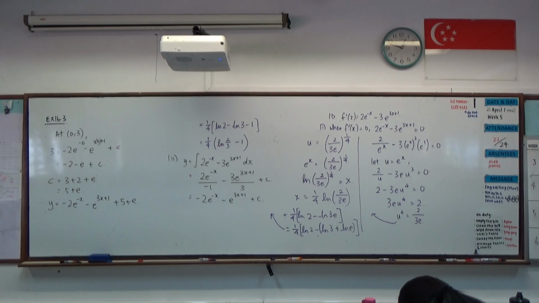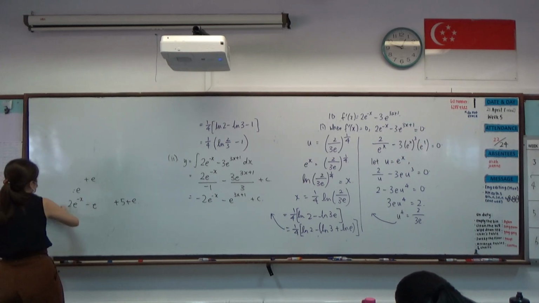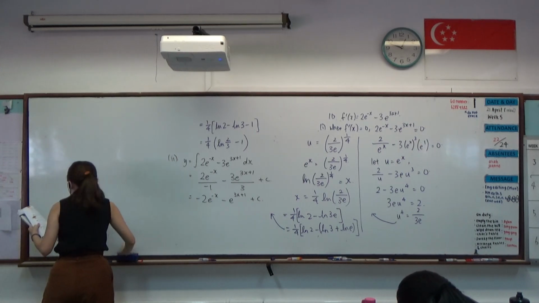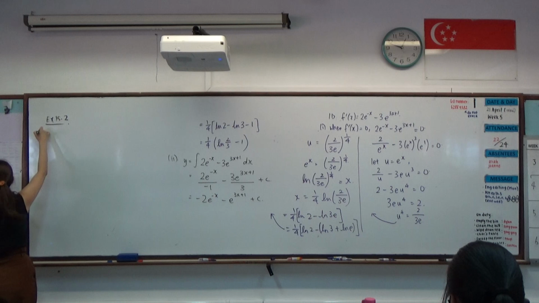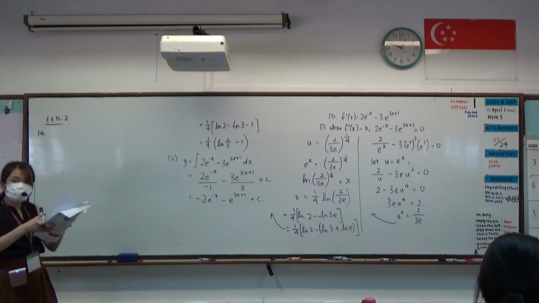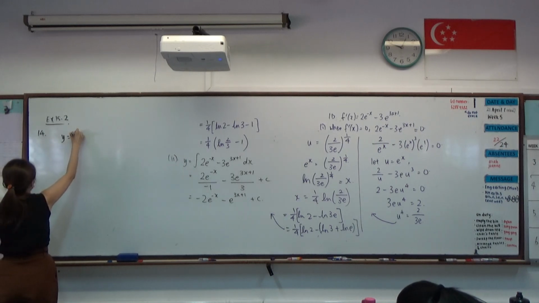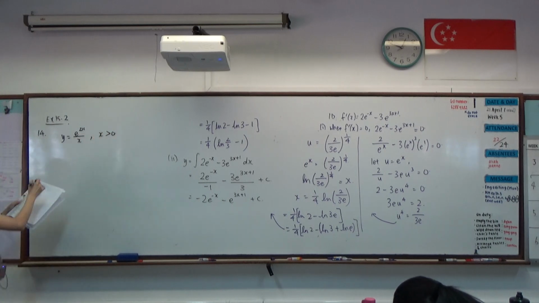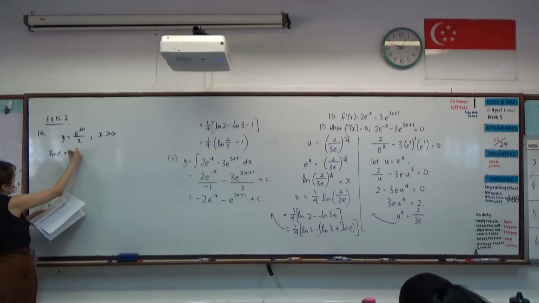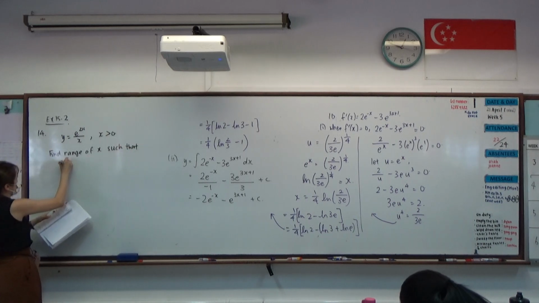The question is found on page 82 of your textbook. This is exercise 15.2, question 14. In your textbook, the question says that given that y equals e to the power 2x over x squared, for x more than 0, we want to find the range of values of x such that y is a decreasing function.